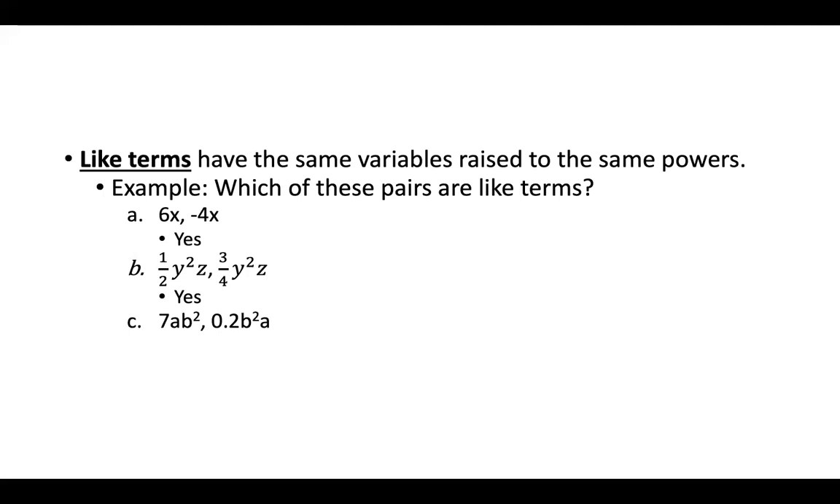All right, how about 7ab squared and 2/10 b squared a? Are those like terms? And now I'm getting a little tricky. Well, those are also like terms. I've written the variable parts in a different order. One of them has ab squared, the other one has b squared a. But remember, the definition is same variables raised to the same powers. They both have a to the first power and they both have b to the second power. It doesn't matter what order those are written in.